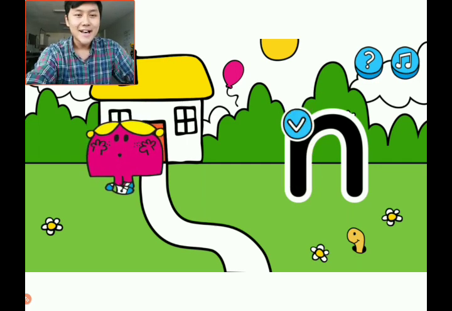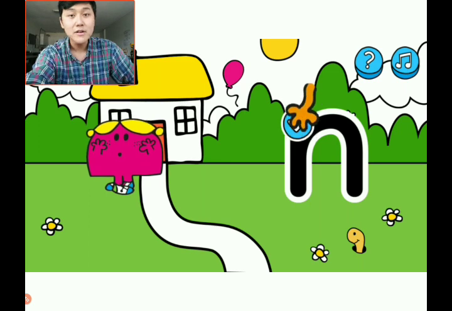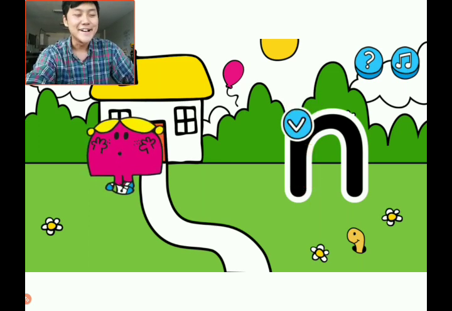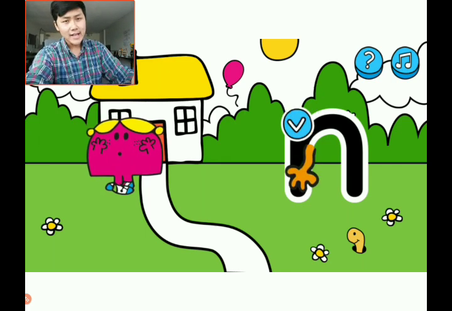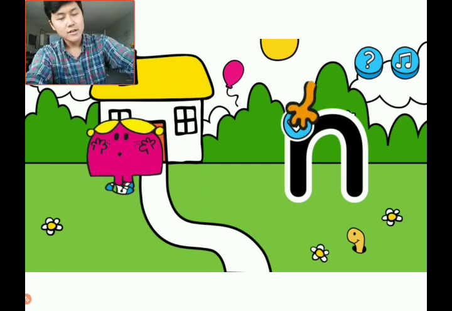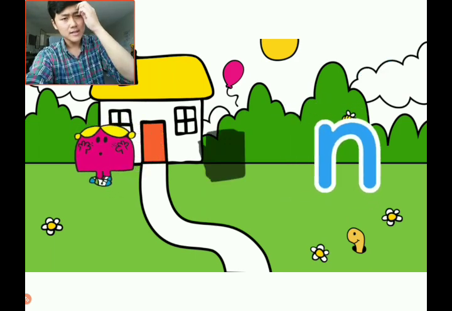Next is the letter N. That's Little Miss Chatterbox who seems surprised that she saw something. Maybe she saw the milk and was like, oh, I should drink the milk now or something. The letter N, very similar to the letter M, but it's one less curve. So it's just one curve. I'm going to go one down, and then another one just like this. That is the letter N. N stands for notebook.